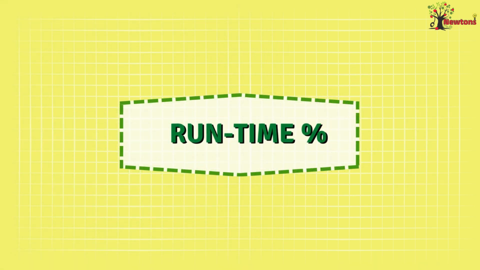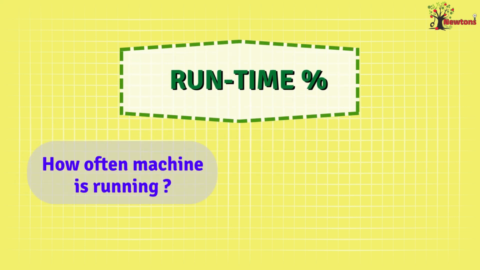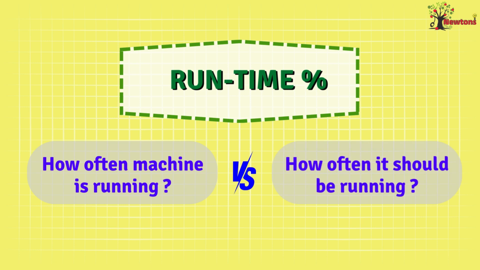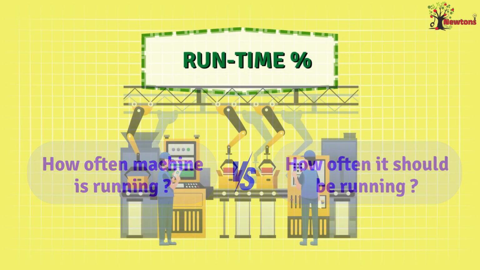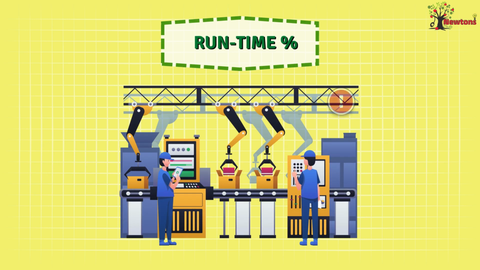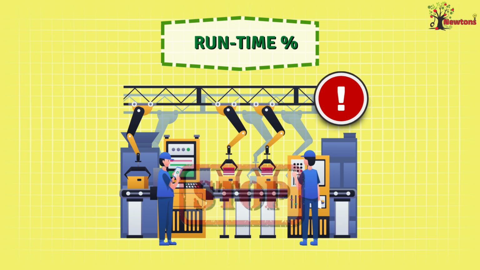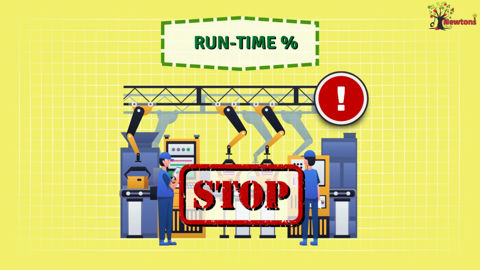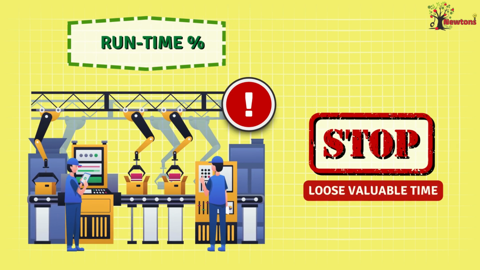Runtime percentage. This measures how often the machine is running compared to how often it should be running. Basically, while operating large machines, issues and failures are bound to happen, and often production must be halted to address these failures. And what happens when a machine stops? We simply lose valuable time.